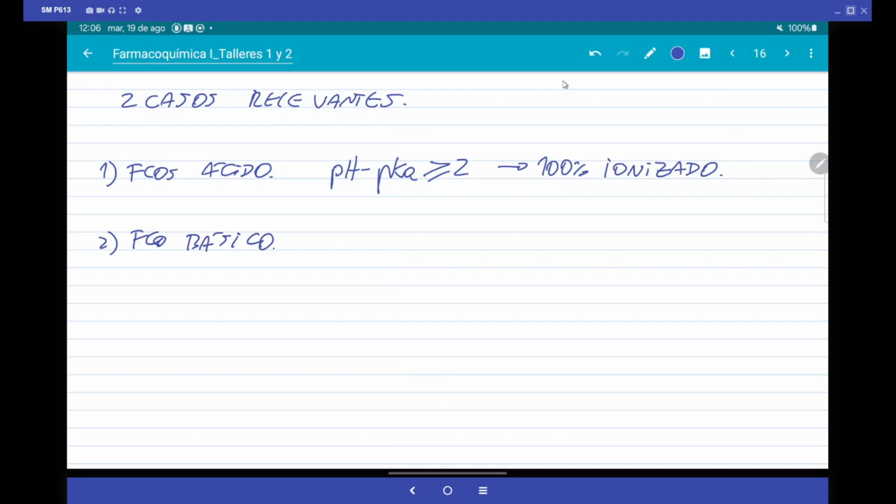And now we have to think, the drug is the other way around. Well, if pH minus pKa, in this case we could be more purist here and say that we need to do the subtraction the other way around, so that we are positive. pKa minus pH. If pKa minus pH gives you greater or equal to 2, what happens? There we also have the drug 100% ionized.